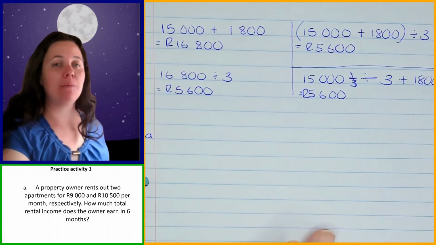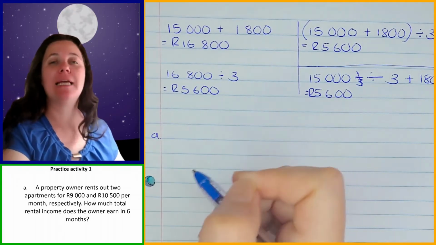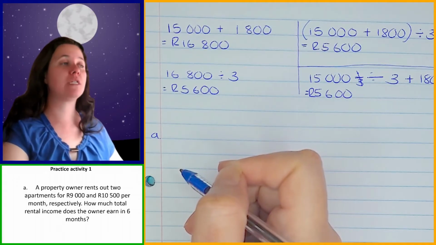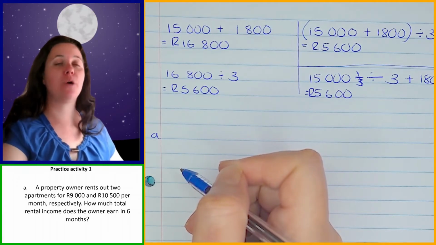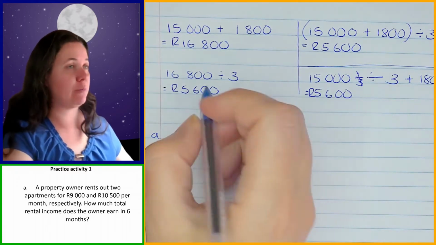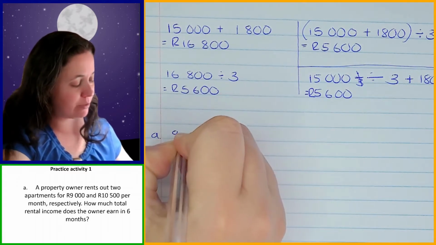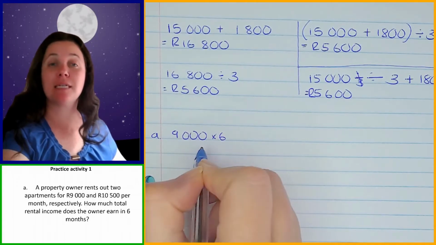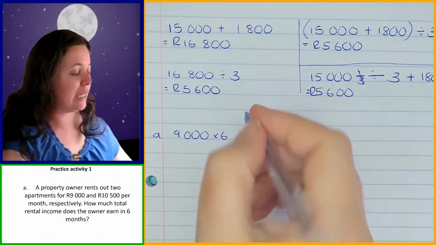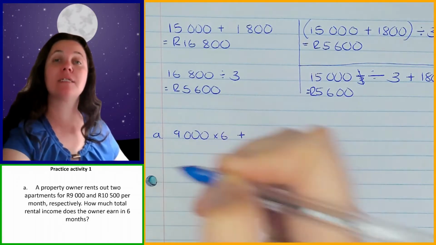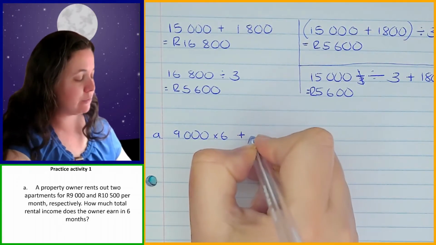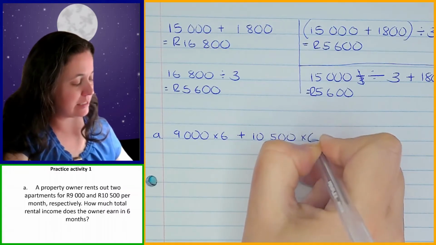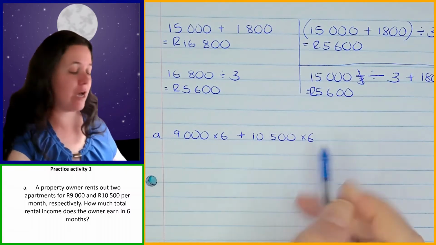Over here, for question A, I'm going to take each of the rent amounts and work out what the total rent is per property for 6 months and add them together. So I'm going to have the 9,000 for the first property and multiply that by 6. So I have the rent for 6 months for the first property. And then I add to that the rent for the second property also for 6 months, which is 10,500 times 6. So this is just one option of how you can do it.